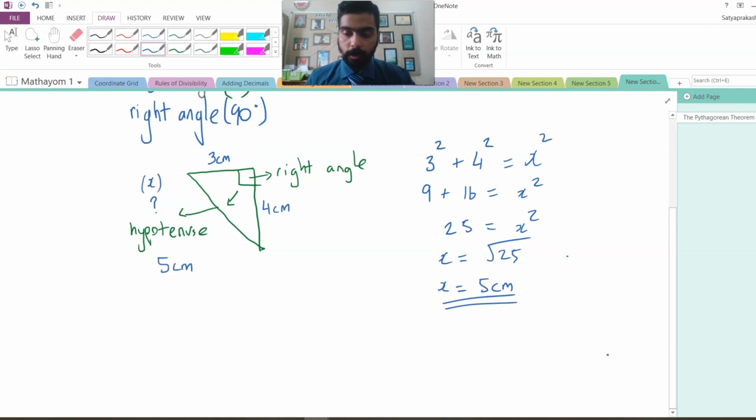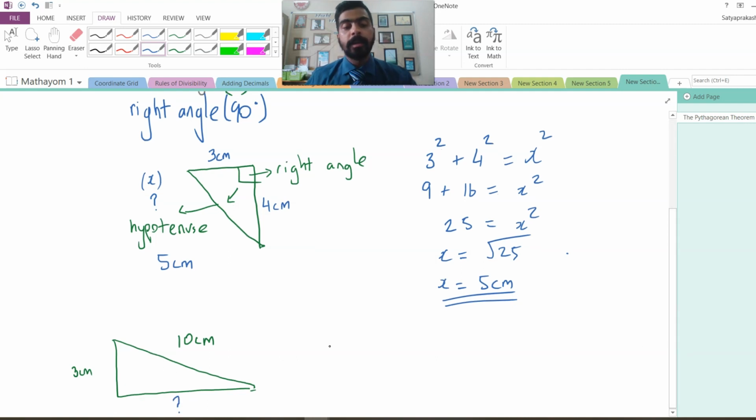Now let me give you one more example here. Let's say I have a triangle like this. Alright guys, and in this triangle, let's say I know the length of the hypotenuse. Let us say I know that the hypotenuse is 10 cm, and one of the shorter sides is 3 cm, and the question is telling us to find the second shorter side.